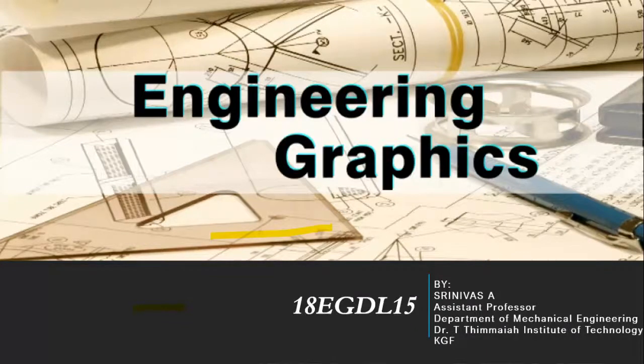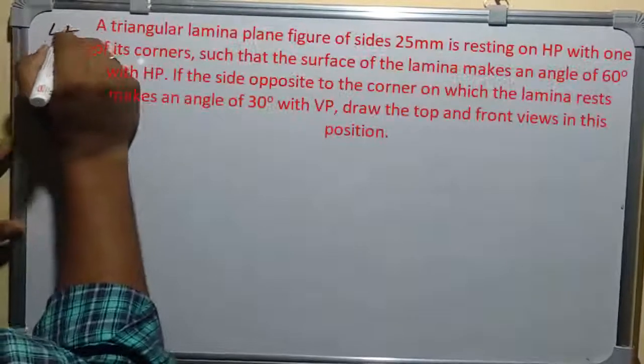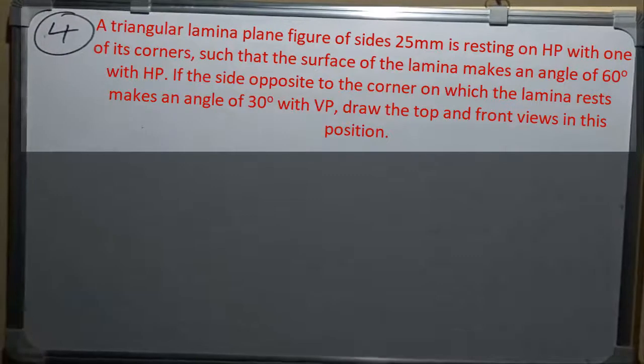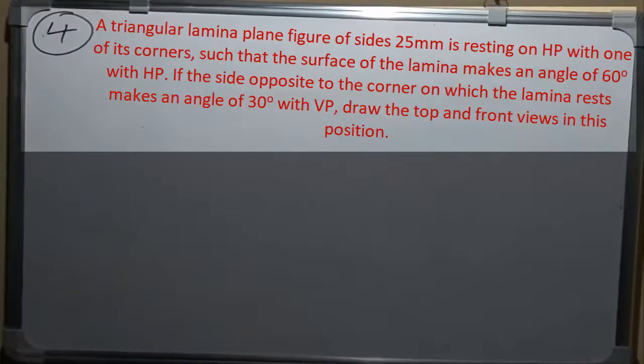Today we will discuss problem number 4 on projection of planes. The question is given like this: a triangular plane figure of sides 25 mm is resting on HP with one of its corners, such that the surface of the lamina makes an angle of 60 degrees with HP. If the side opposite to the corner on which the lamina rests makes an angle of 30 degrees with VP, draw the top and front view in this position.